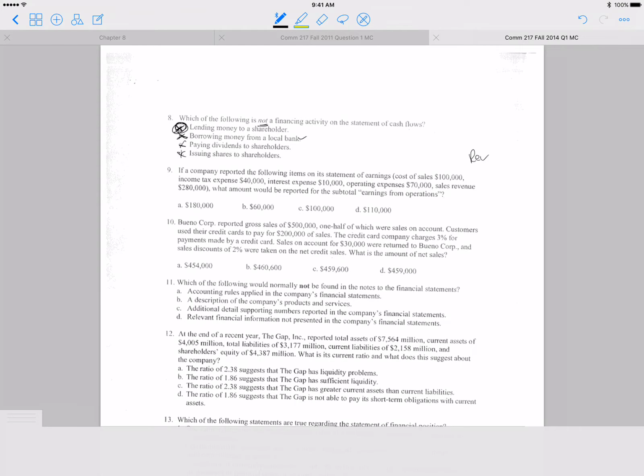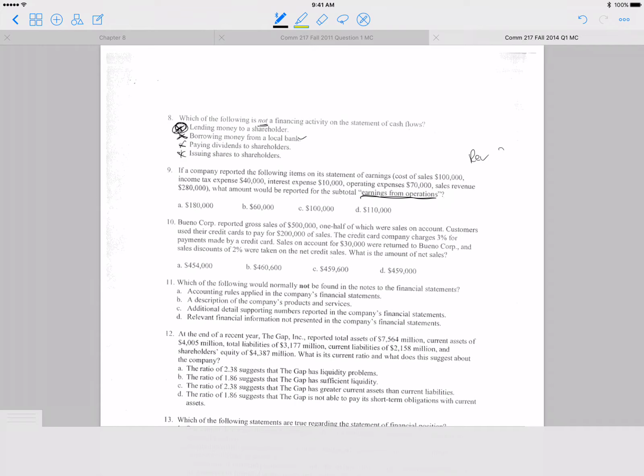For question 9, if a company reported the following items on its statement of earnings: cost of sale, $100,000, income tax expense, $40,000, interest expense, $10,000, operating expenses, $70,000, sales revenue, $280,000, what amount would be reported for the subtotal earnings from operations? So earnings from operations is just your revenue minus your cost of sales, which gives you your gross profit, minus your operating expenses. So the best way to solve this problem is to actually do it.